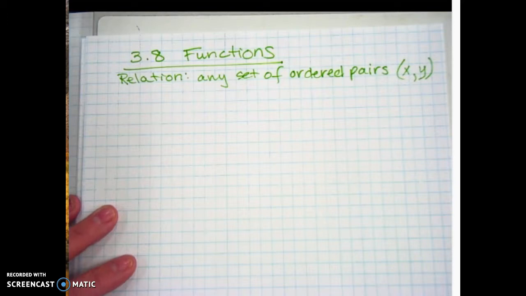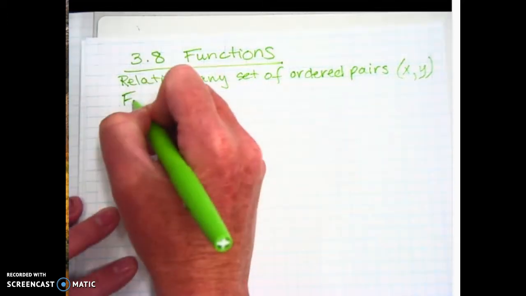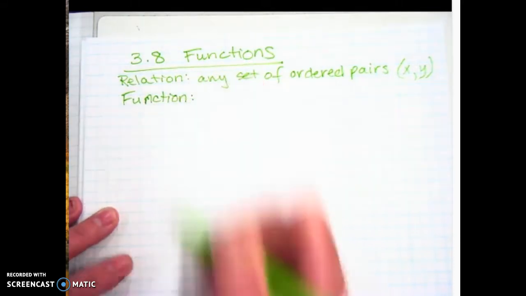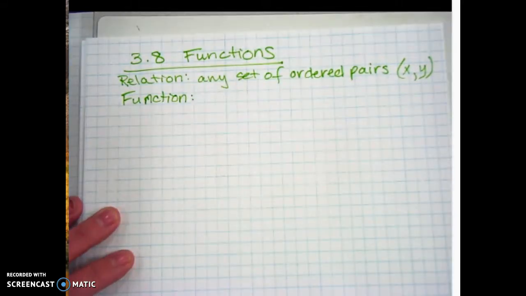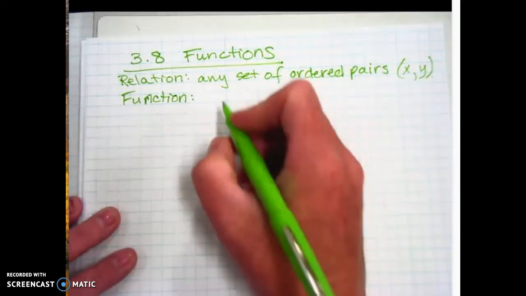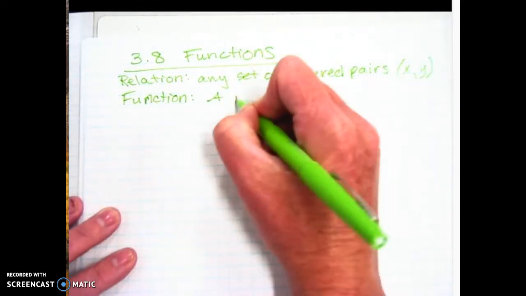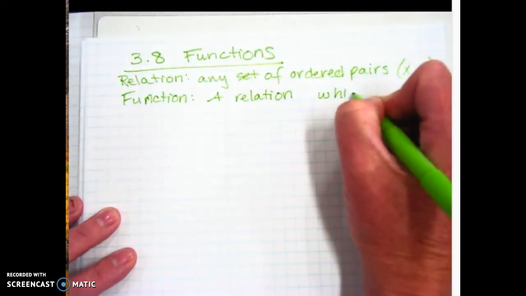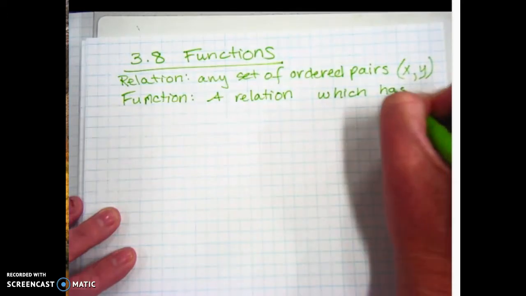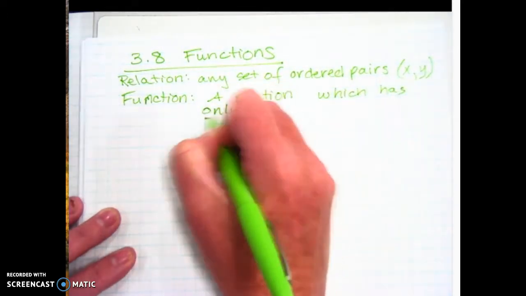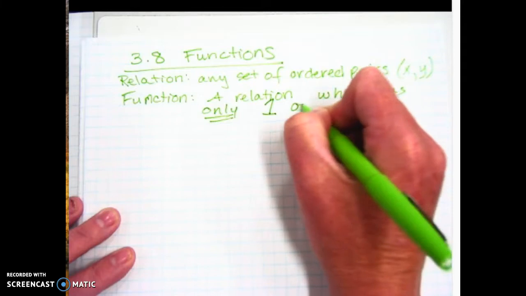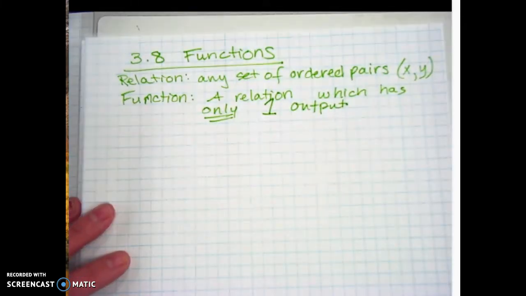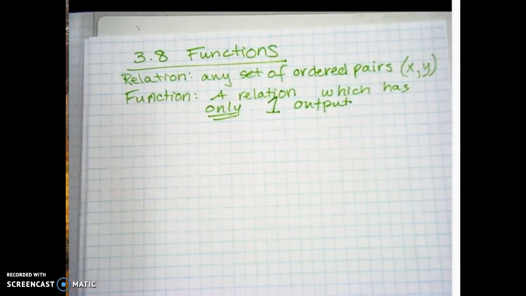Okay? So for a function, you're going to look at that relation and see if it only has one output. So you're going to take a relation which has only one output. Okay? So I'm going to show you what I mean by that.